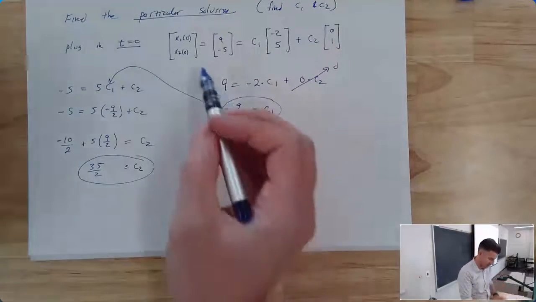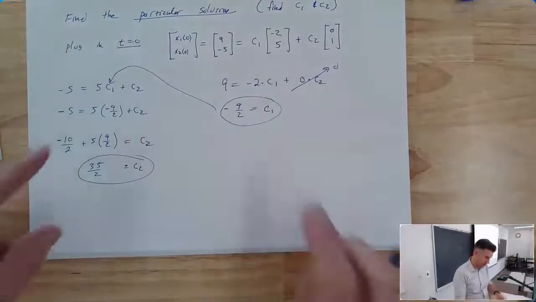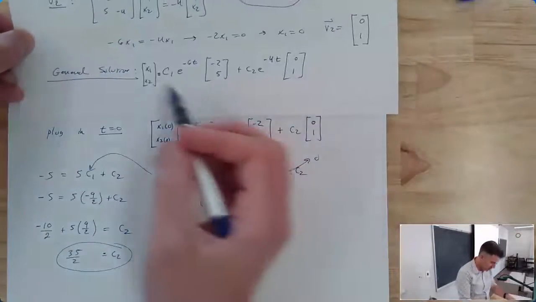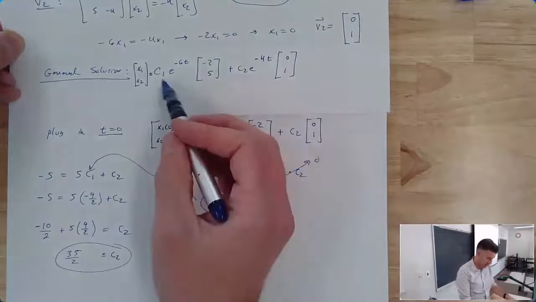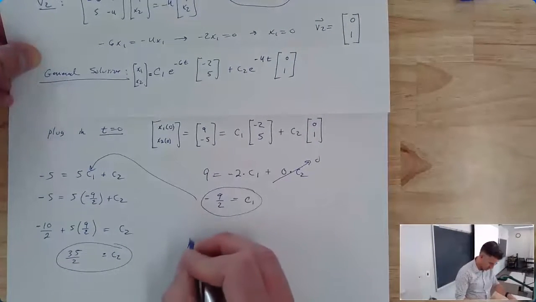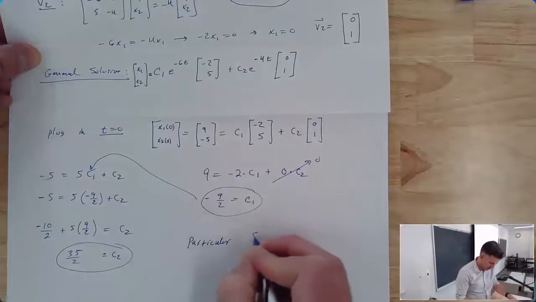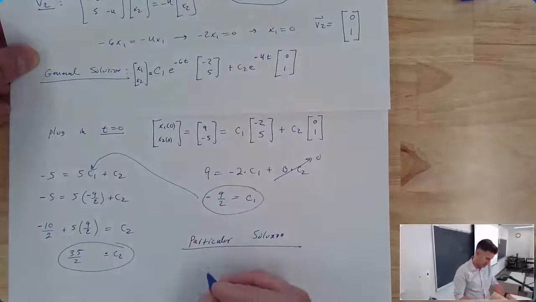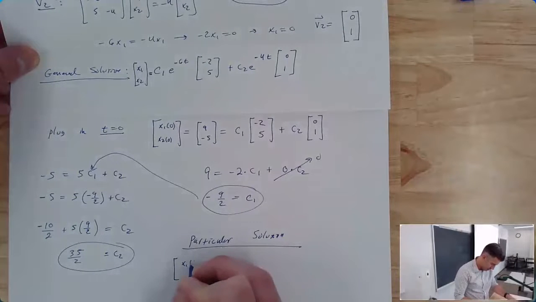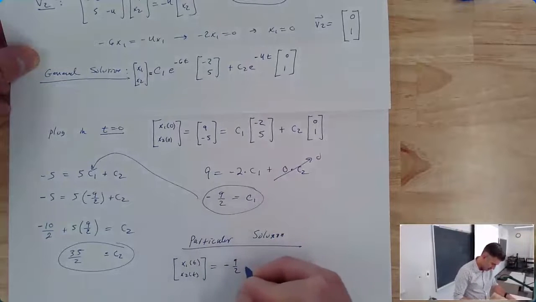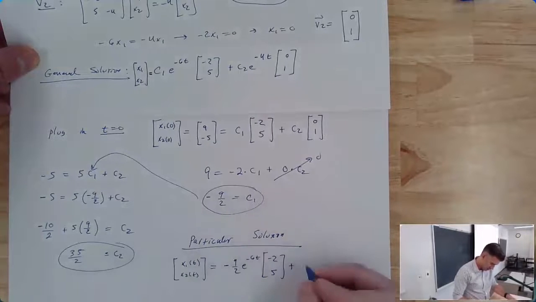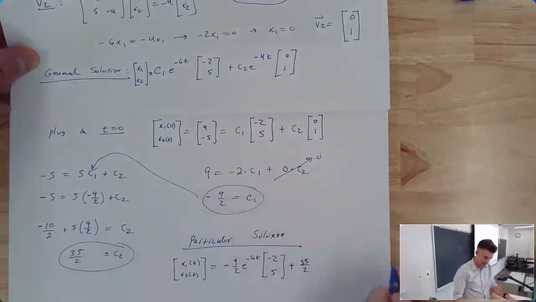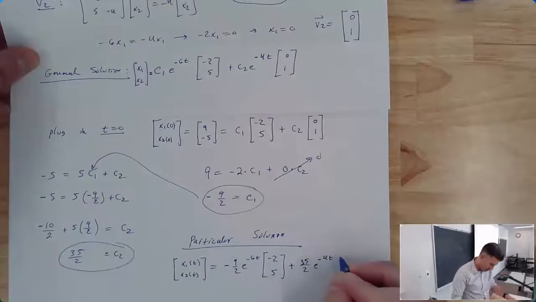So all we're going to do is take this general solution and sub in C1 and C2. Sorry, not this general solution, apologies. This general solution. So our actual particular solution, I'm going to write in two different ways. The way I like to write it is with the C1 and C2 values: x1 of t, x2 of t equals -9/2 times e to the -6t times -2, 5 plus 35/2. And again, if you prefer decimals, it's totally fine. Times e to the -4t times 0, 1.